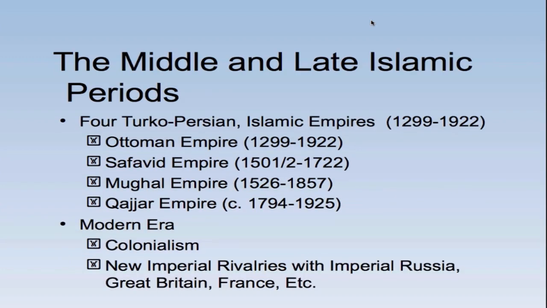And then some other dates. When we look at the Middle and Late Islamic periods, I mentioned the Ottoman Empire, which lasted from 1299 to 1922. The Safavid Empire, which is in Iran, from 1501 to 1722. The Mughal Empire, which is in northern India, from 1526 to 1857. And the Qajar Empire, which is also east of the Middle East, from 1794 to 1925. The Middle East is affected heavily in the modern period by colonialism and new imperial rivalries with Russia, Great Britain, and France.